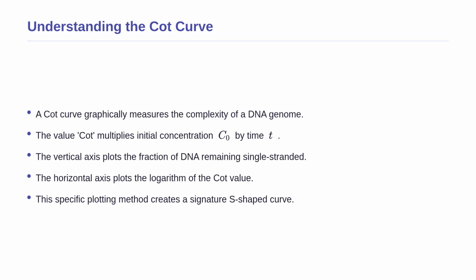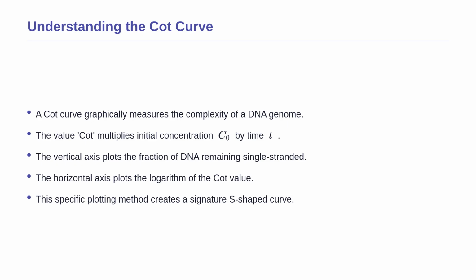So, how do we visualize this reannealing process? We use a graphical representation called a Koch curve. The unusual name Koch comes from multiplying the initial concentration of single-stranded DNA, denoted as C0, by the time allowed for reannealing, denoted as T.